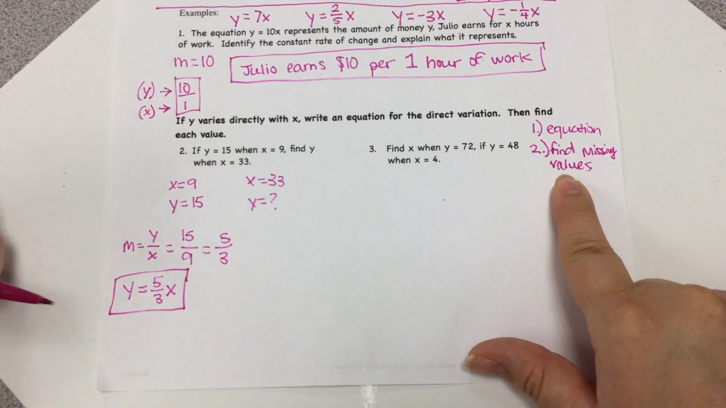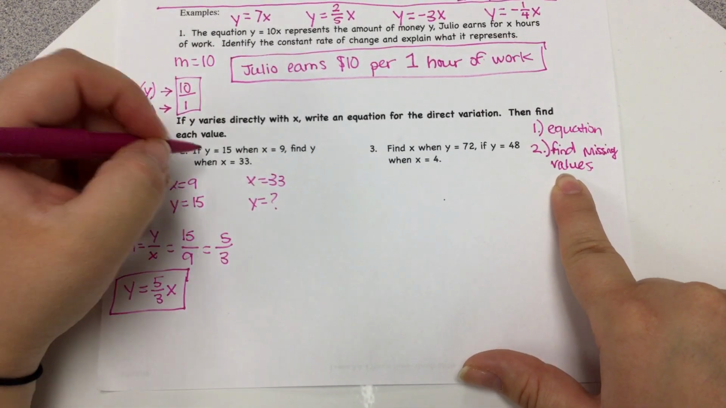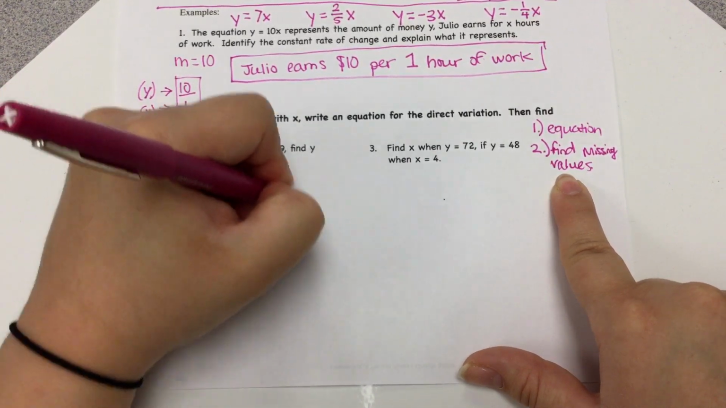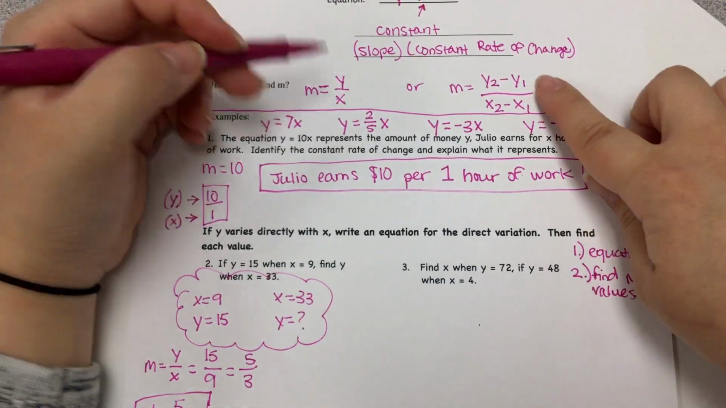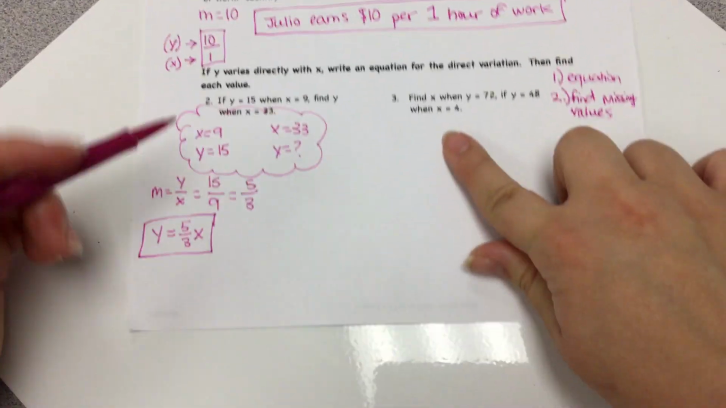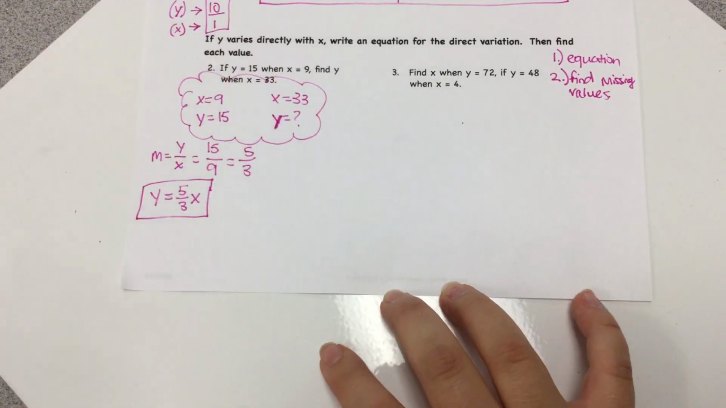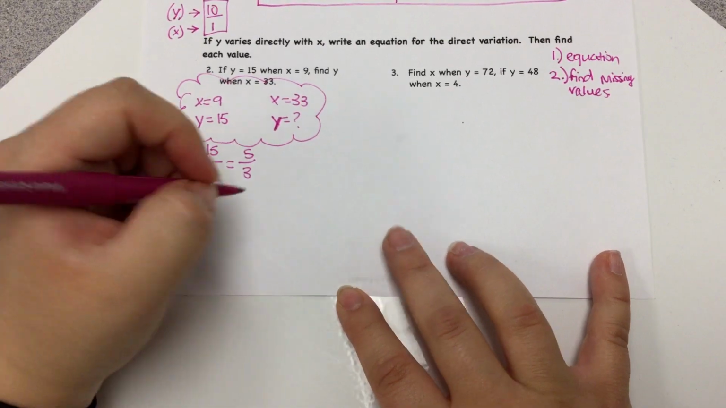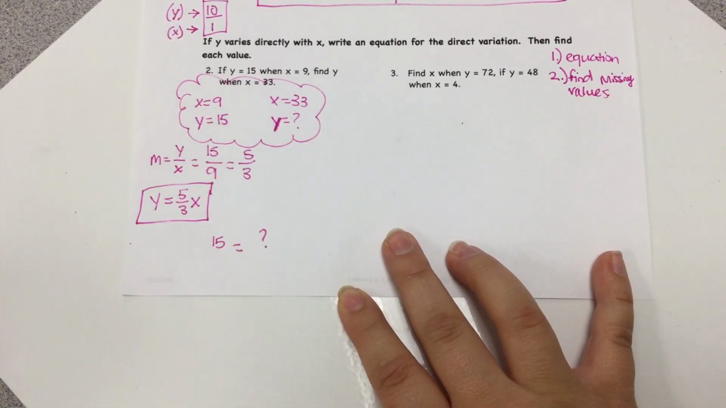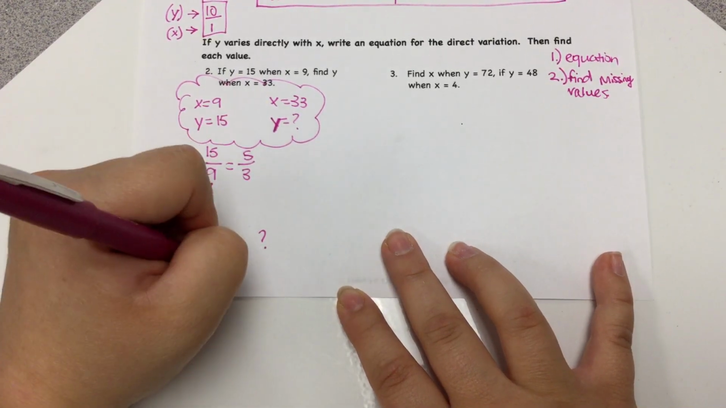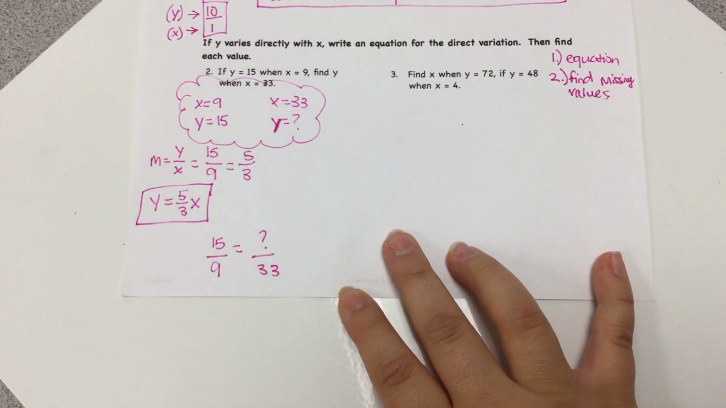Now, remember that the first part of my question asked me to write an equation. My second part asked me to find the missing values. The easiest way to find the missing values is to simply set this up using a proportion. Given that we've been using y's in the numerator, I'm going to use y's in the numerator of my proportion. So I'm going to put the y's on top, 15 and question mark, over the x's, which is 15 over 9, and question mark over 33.